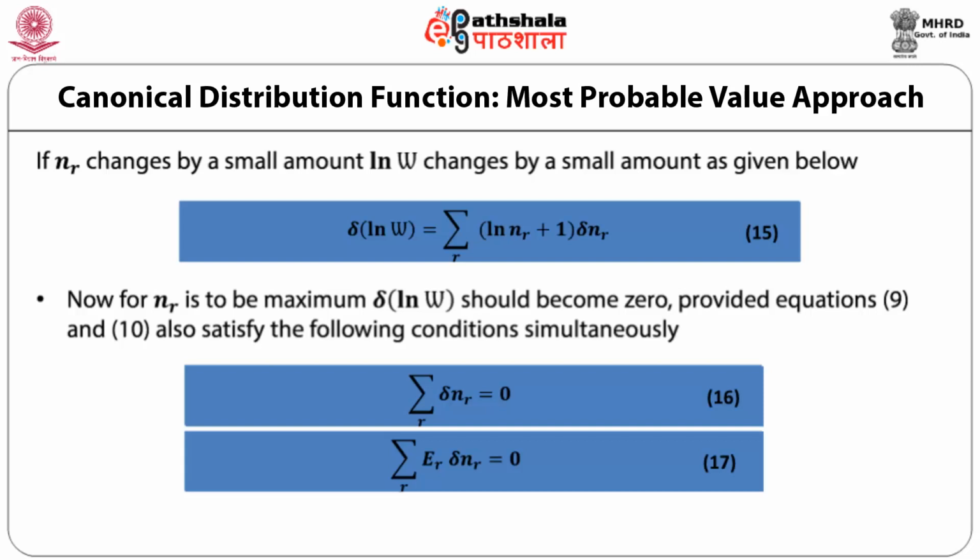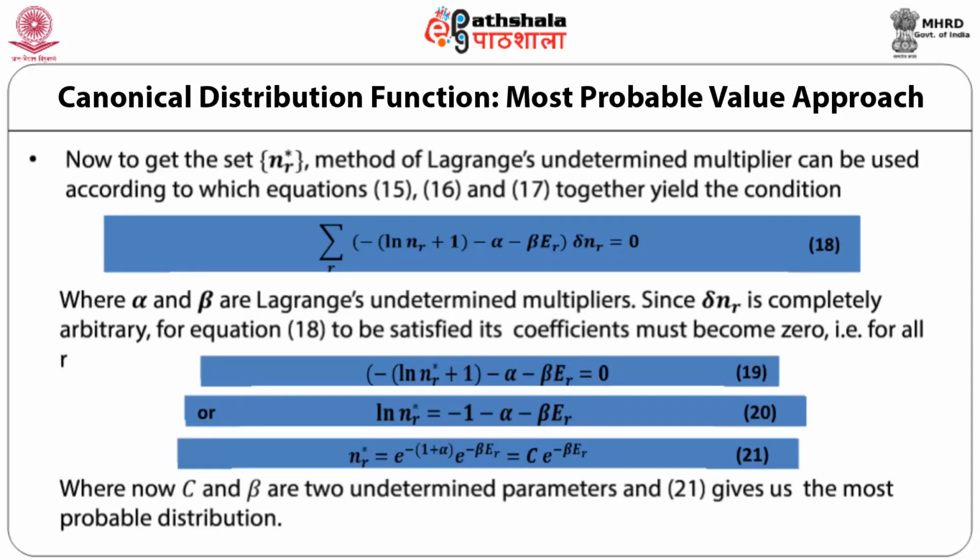is equal to 0. Now to get the set N star R, method of Lagrange's undetermined multiplier can be used, according to which equations 15, 16 and 17 together yield the condition summation over R bracket minus log of NR plus 1 minus alpha minus beta ER bracket closed delta NR is equal to 0, where alpha and beta are Lagrange's undetermined multipliers. Since delta NR is completely arbitrary, for equation 18 to be satisfied, its coefficients must become 0.